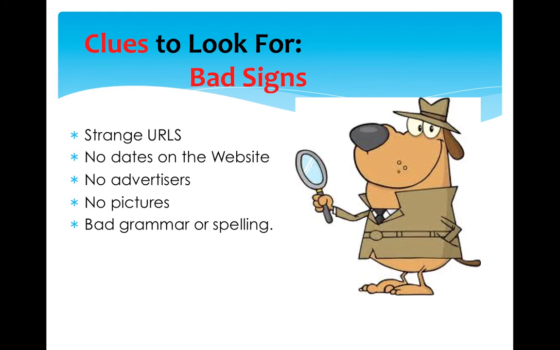Reliable sources need money. They have advertisers, and the advertisers help pay for their expenses, and the expenses are photographers to go take pictures, reporters to go get the stories, and fact checkers to check the facts. And another, obviously, remember bad grammar or spelling. These are clues that will jump out at you.